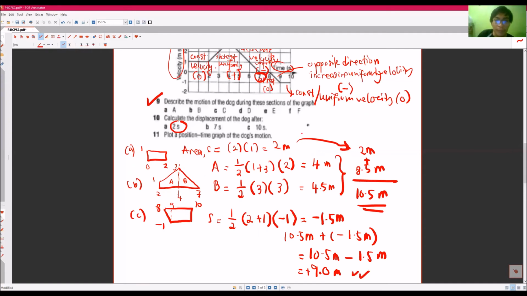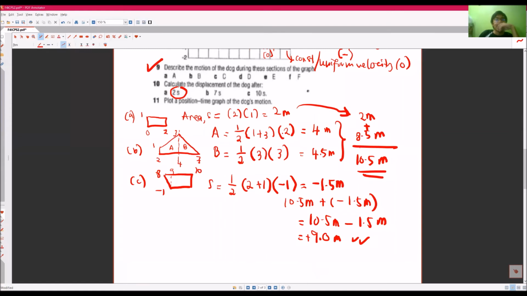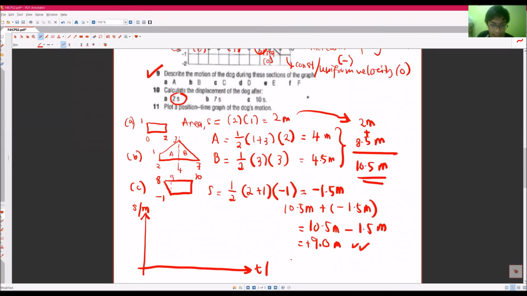Okay, so far so good. Number 11, plot a position time graph of the dog's motion. Basically we already calculated all the parts of the displacement for the dog, so we just need to plot. Make sure that you sketch the graph, plot the graph using a ruler. Make it clearer and neat.